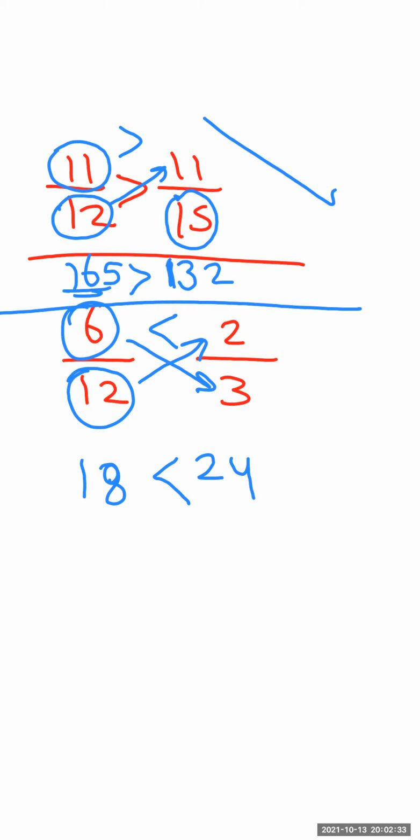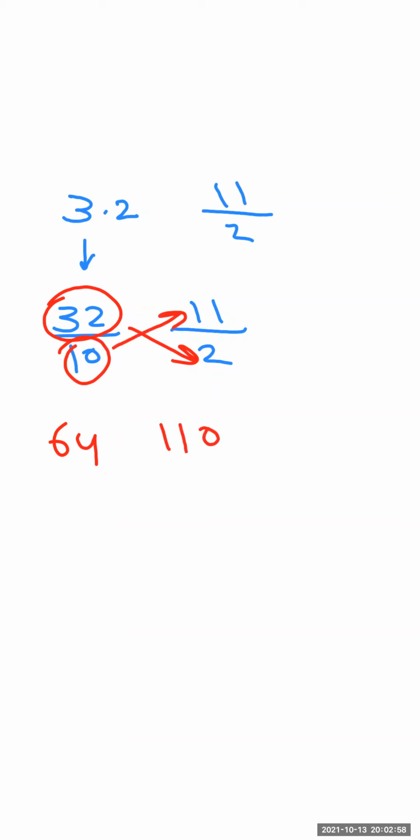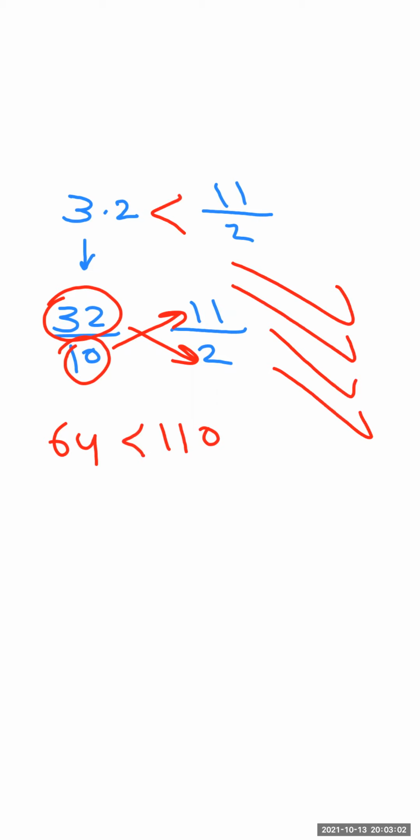Okay. If I'm comparing between two different types of numbers, a decimal number and a fraction, so now convert this one into a fraction. 3.2 means it's 32 over 10, and this one is 11 over 2. Now use cross multiplication. 32 times 2 equals 64. 10 times 11 is 110. Which one is the greater? 110, of course. So 11 over 2 is greater than 3.2.